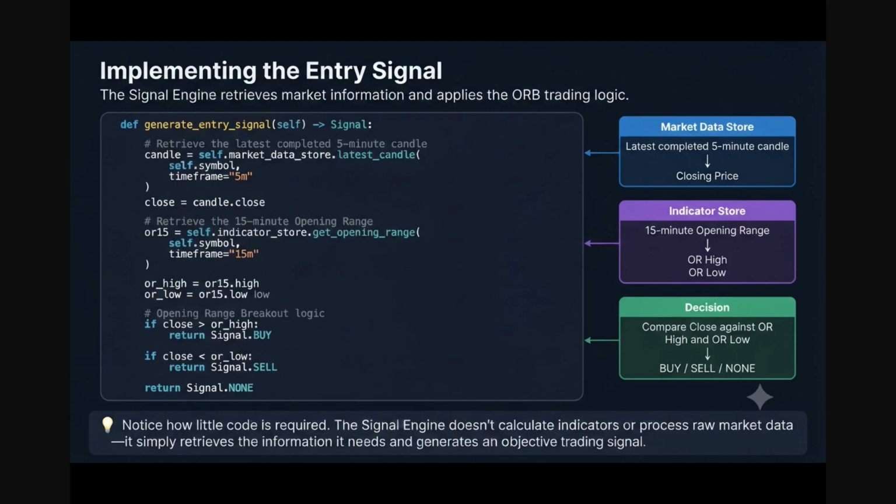And here is our trading signal. This is it. 4 episodes of architecture, all culminating in fewer than 20 lines of trading logic. And that's exactly the point of good software design, and exactly what this course is all about. The complexity hasn't disappeared. It's simply been moved into dedicated components, each with a single responsibility. The signal engine doesn't collect market data. It doesn't calculate indicators. It doesn't know anything about orders or positions. It simply retrieves the information it needs, applies the strategy rules, and returns a trading signal.